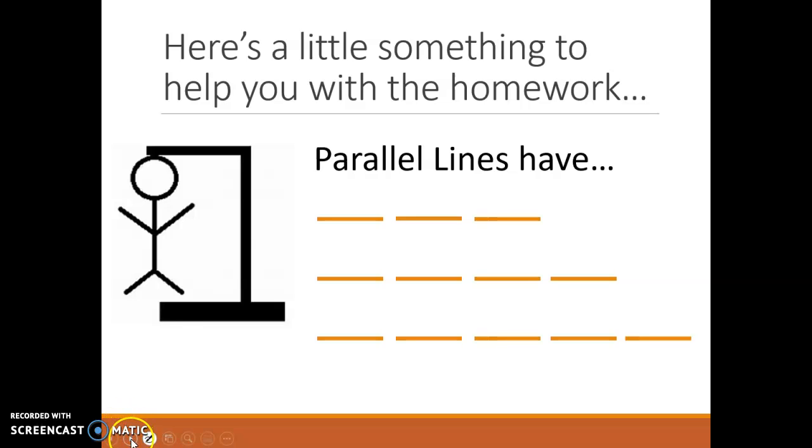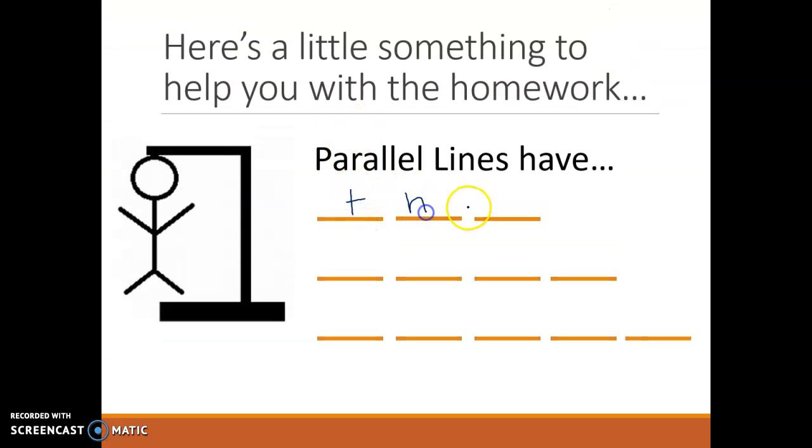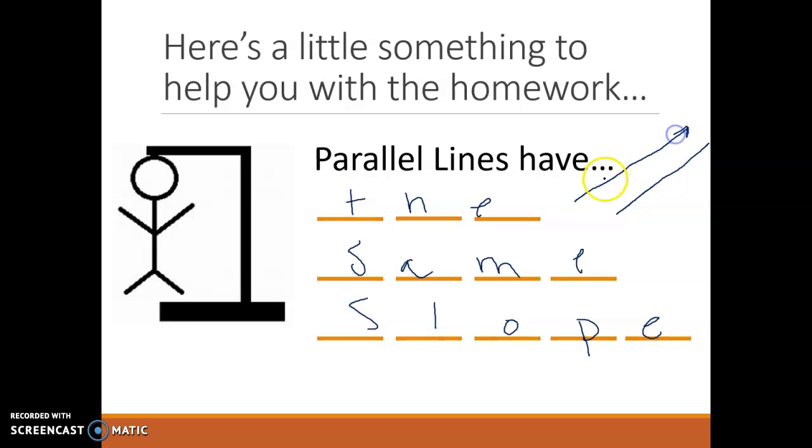All right, here's a little something to help you with your homework. Parallel lines have the same slope. So as you're working with problems, say, if you're asked to find a line that's parallel to another line, just remember, they run side by side and they never cross, so they must have the same slope. If two lines have different slopes, even if it's just slightly different, eventually they will cross. But parallel lines have the same slope, so they never cross.